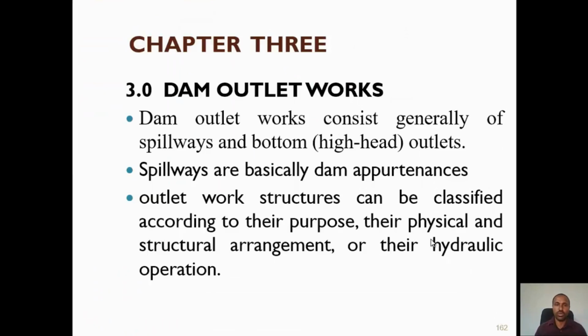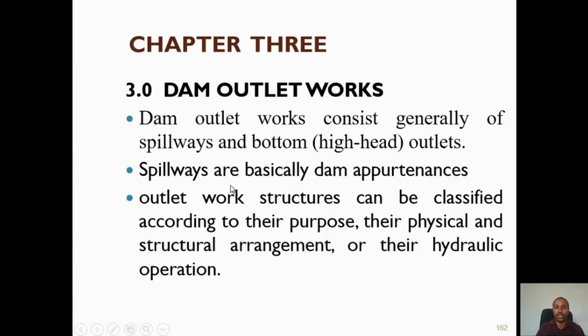Okay, now let us proceed to chapter 3, which is dam outlet works. These are just outlet works, or dam appurtenant structures, or ancillary structures, we can say. Dam outlet works consist generally of spillways and bottom or high head outlets. All these ancillary structures can be categorized as dam appurtenant structures and also dam outlet works.